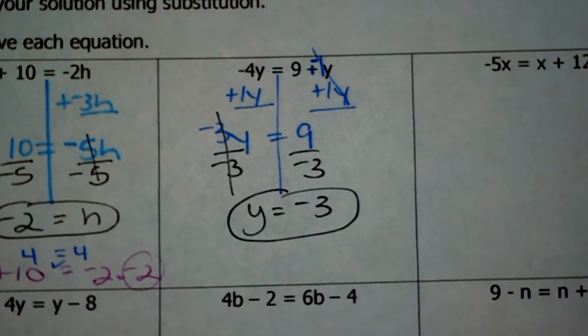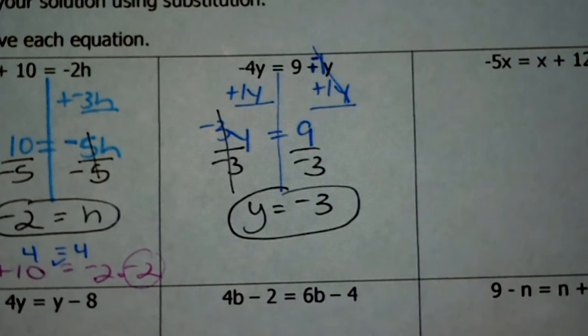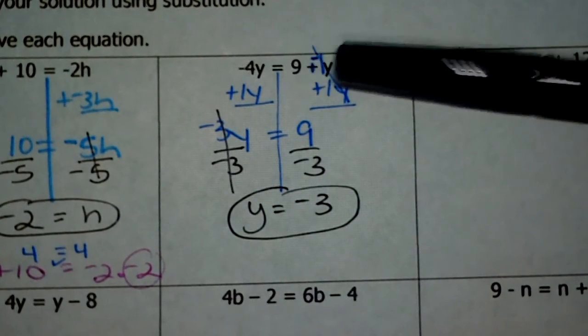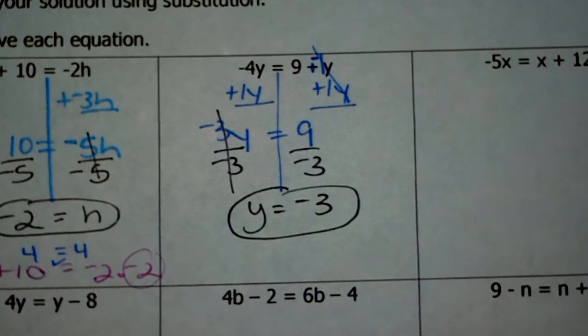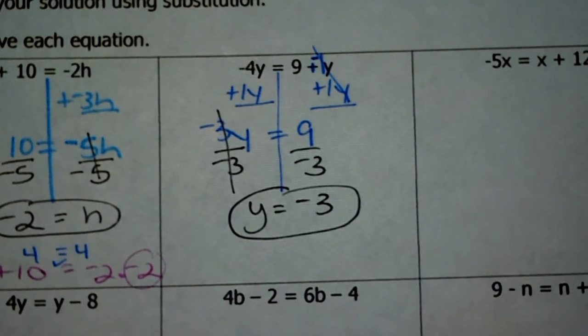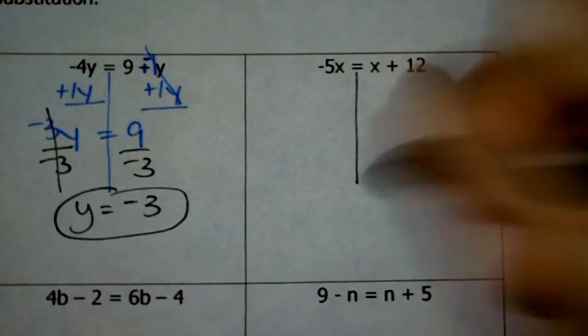To do a check on this, you would just take negative 4 times negative 3, that's 12. And when you take 9 minus negative 3, that will become 9 plus positive 3, which is also 12. And 12 does equal 12. Last time I checked, it did. So we're good. All right, last one on the top row, draw your line.